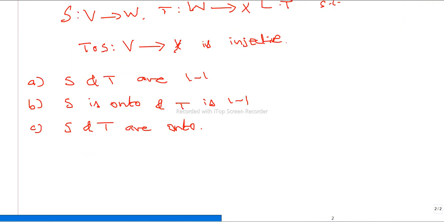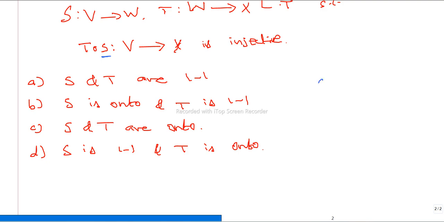And then the last option: S is 1-1, T is onto. If S is a 1-1 linear transformation, then is T an onto linear transformation? But it is given that T composition S is injective. Okay, so how to prove this one? I already said that if the composition of two functions is 1-1, then the first function should be 1-1. So we have to use that one.